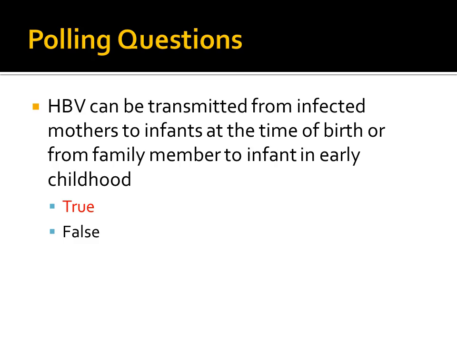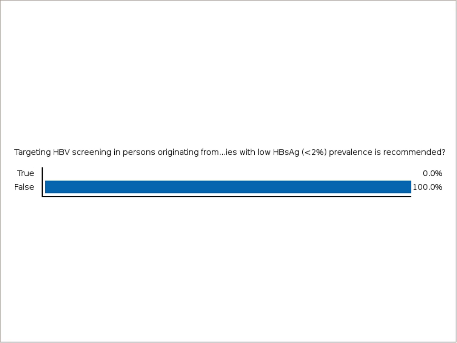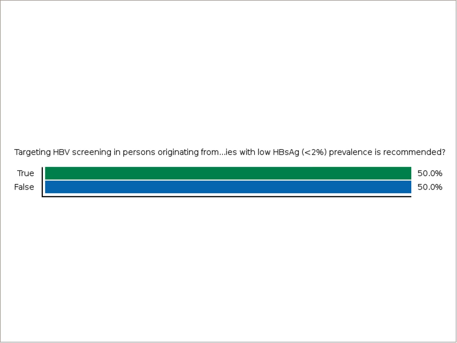Let's go to our last polling question for this first series. Targeting hepatitis B screening in persons originating from countries with low hepatitis B surface antigen, meaning less than 2% Hep B surface antigen prevalence is recommended currently. We have about 35 responses in. Give folks a couple more seconds. And so the correct answer was false, and that's what the majority of folks answered here.